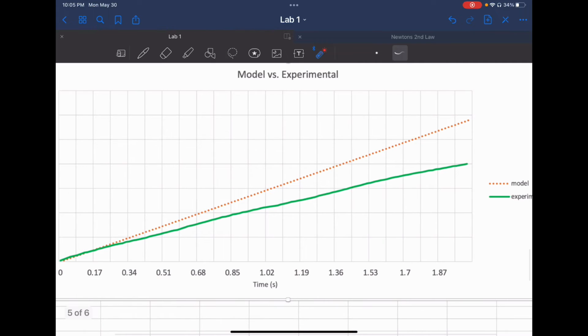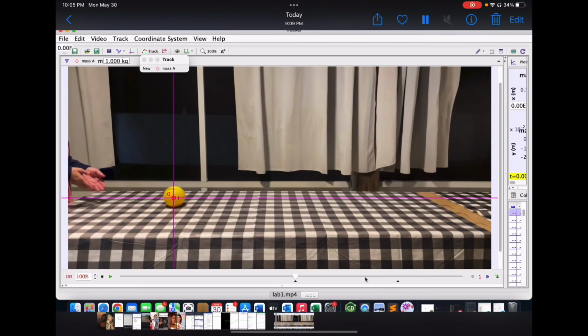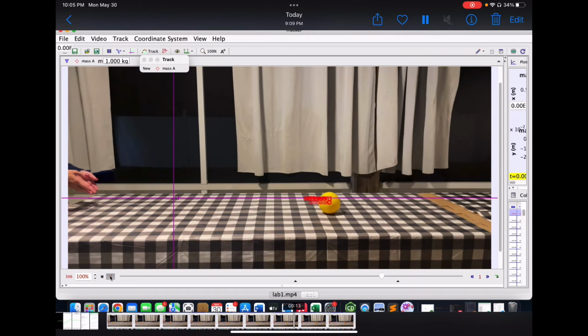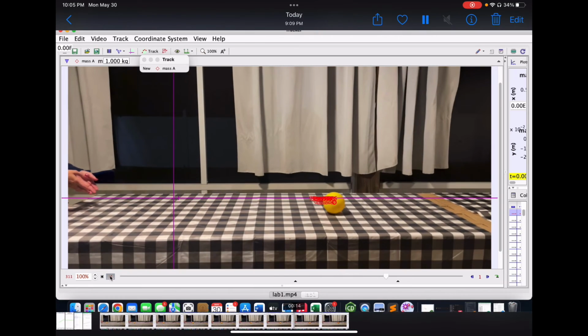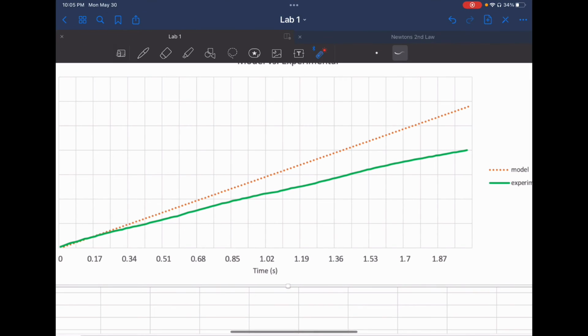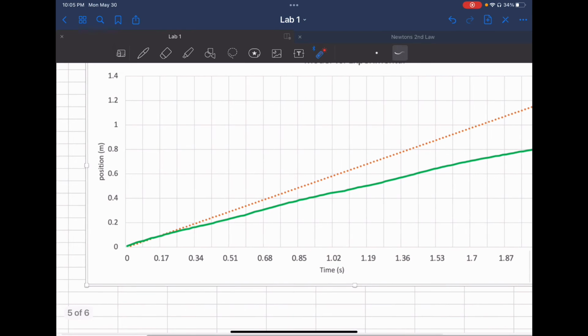The model was a perfect linear line, and then the experimental was pretty close to it. As time went on, the ball probably began decelerating because we were assuming no net forces, but there were net forces, so there was some error. If you look at the video, you can see at the end where the ball shifted instead of being on the x-axis, it moved below, which could have also affected the velocity. So that's why this discrepancy increases as you increase time. However, the model was pretty accurate.